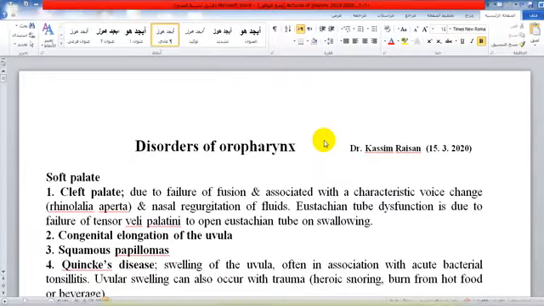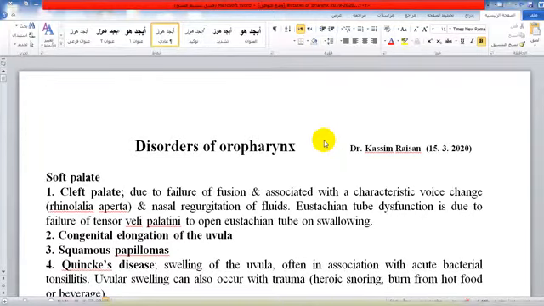Our lecture today, which is the second lecture in the Pharynx, is the disorders of the oropharynx. First is the soft palate disorders.